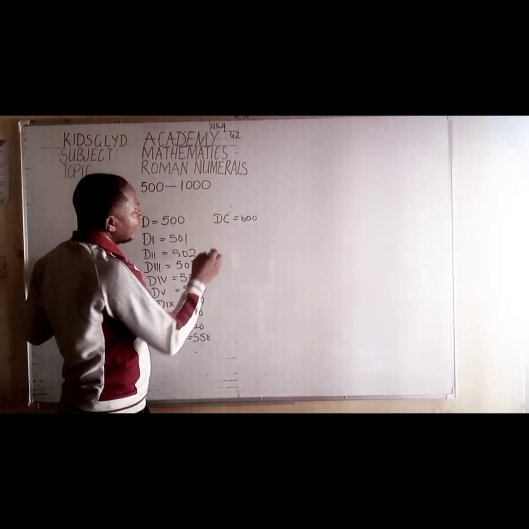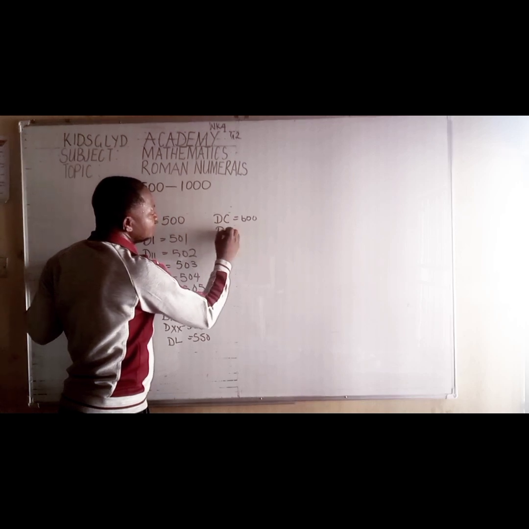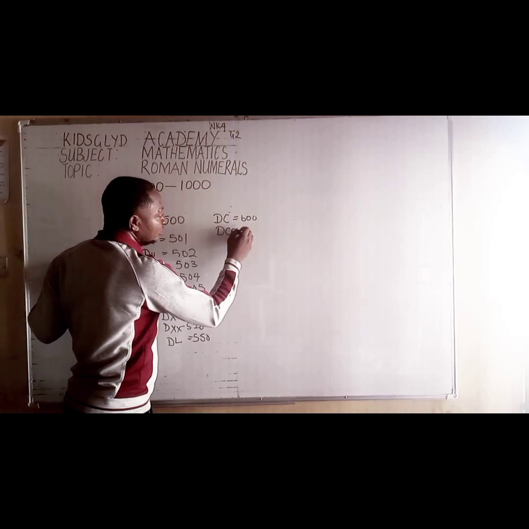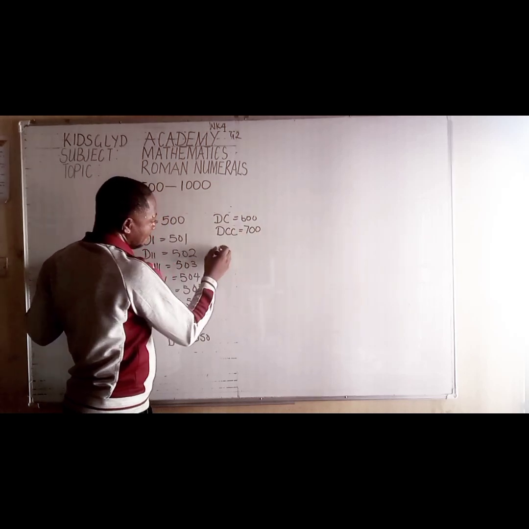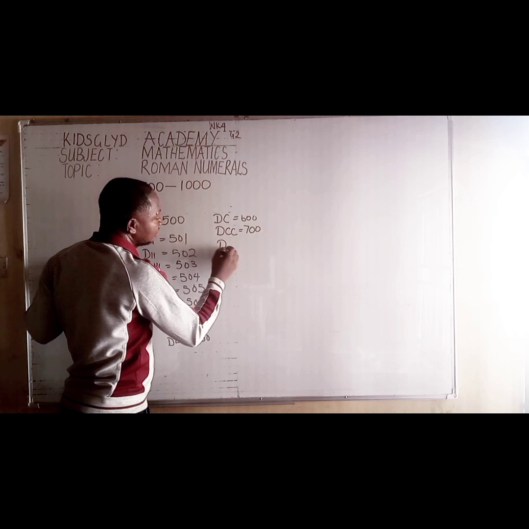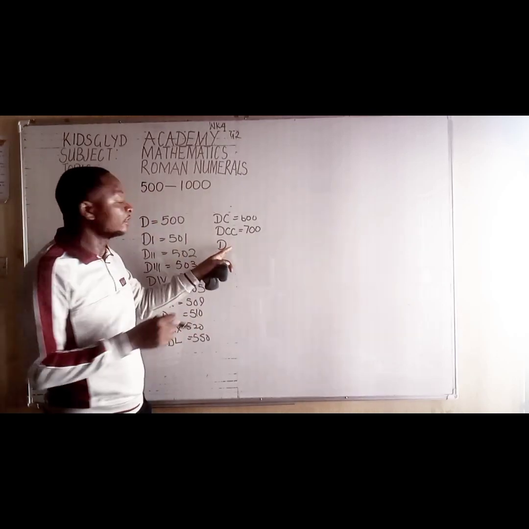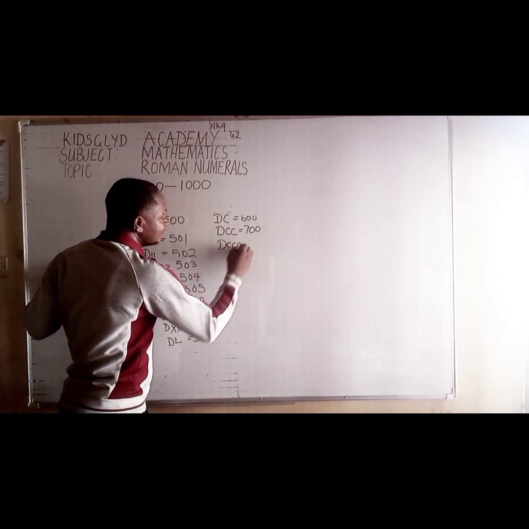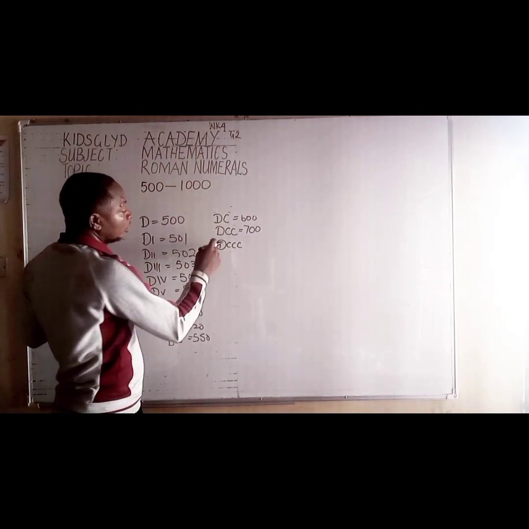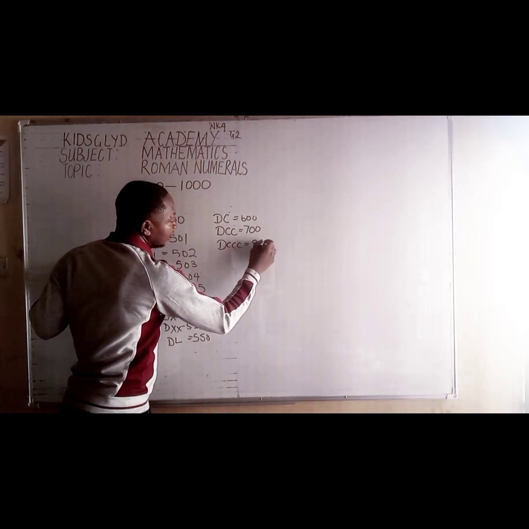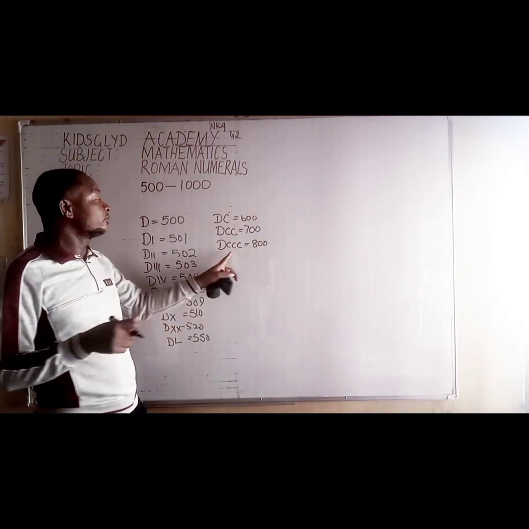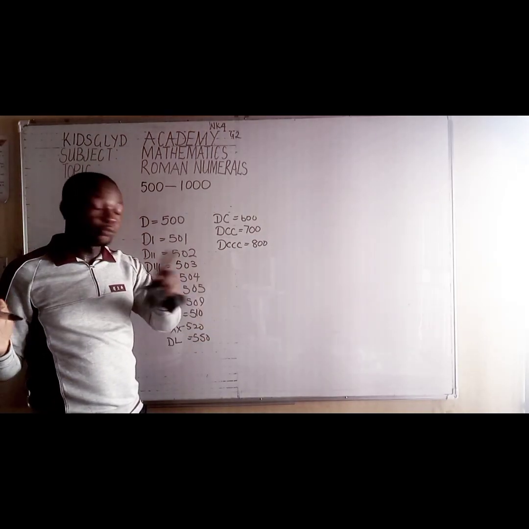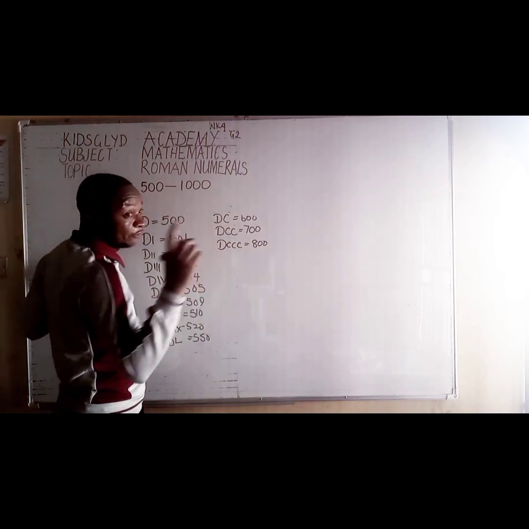Now, we want to write 700, D, C, C, because CC is 200, then D is 500. This will give us 700. Then 800, DCCC, because now we said that a number cannot repeat itself more than 3 times. This CCC, we know that CCC is 300 plus this D, making it 800. Then 900, we can't repeat C more than 3 times. That is what the repetition rule says, that no number repeats itself more than 3 times, or no alphabet rather.